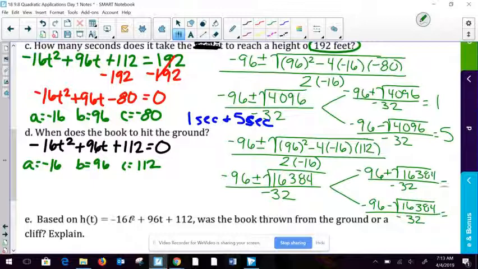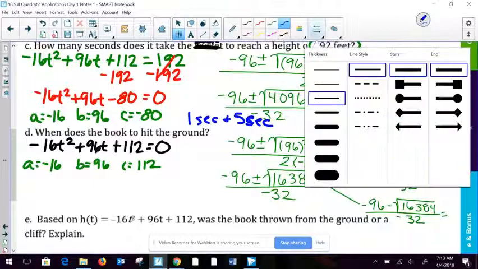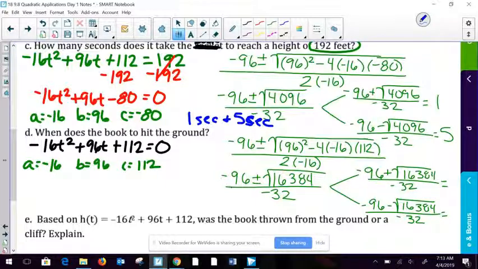So again, if you're unsure how to enter it, you can follow along with me as I enter it into my calculator. So I have negative 96 plus the square root of 16,384 equals divided by negative 32, and I get a negative 1. Now I'm going to go through and do that one more time. So negative 96 minus the square root of 16,384 equals divided by negative 32, and I get a positive 7. So notice I get negative 1 second and 7 seconds.